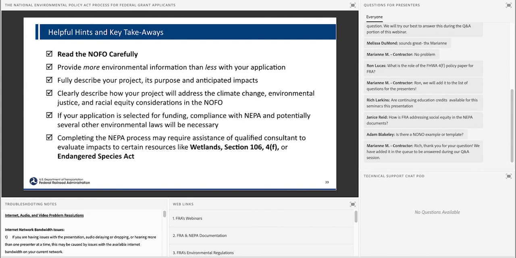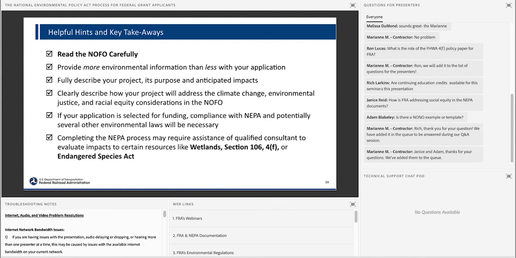If your application is selected for funding, compliance with NEPA and potentially several other environmental laws will be necessary. So please state as much information as you can in the application, but also know that we have to review that information once it's awarded at FRA, and it still may have environmental laws that we need to address and consult on. And completing the NEPA process may require assistance from qualified consultants to evaluate impacts to certain resources like the wetlands, Section 106 or Section 4(f), and even Section 7 of the Endangered Species Act.